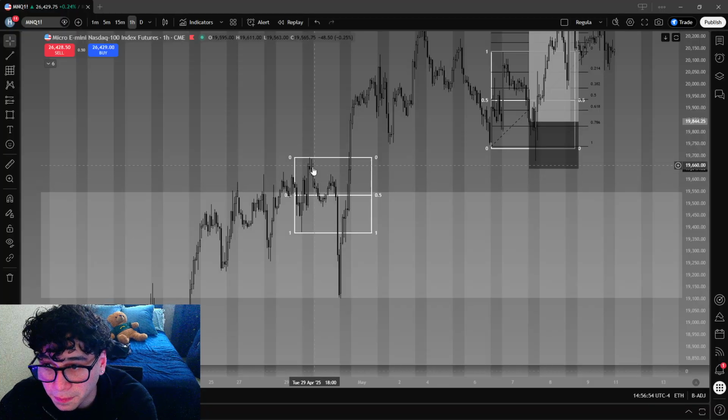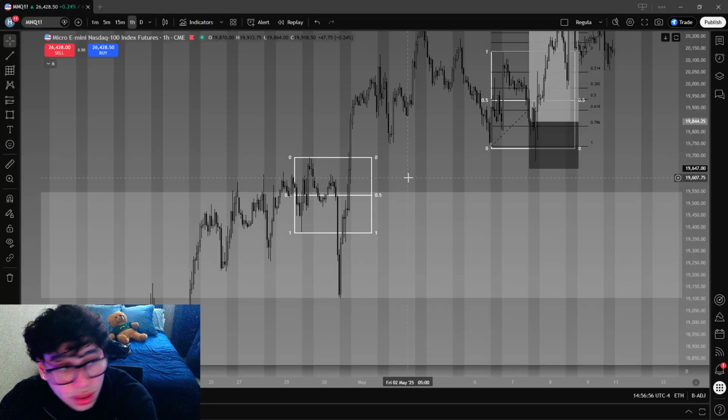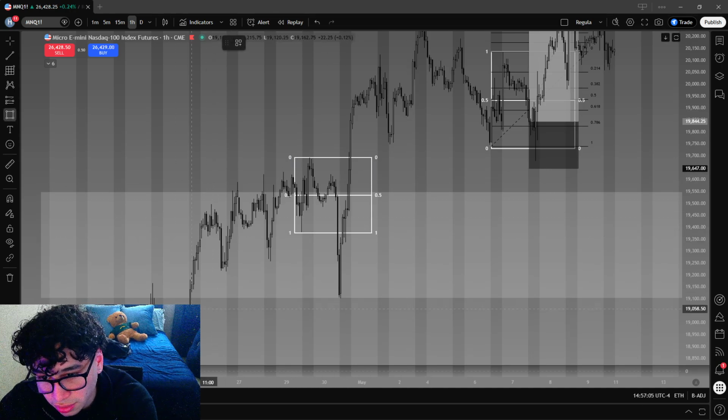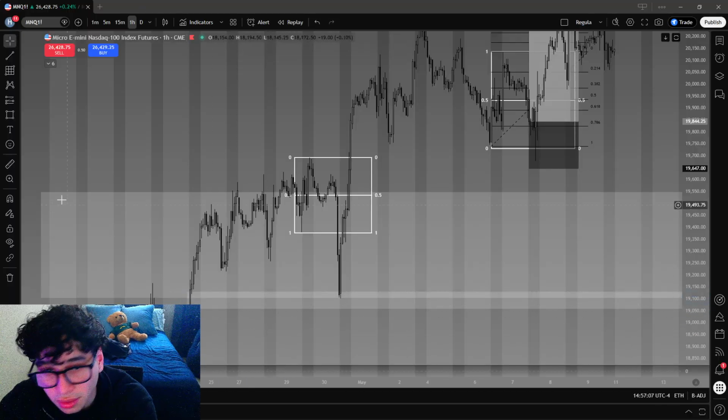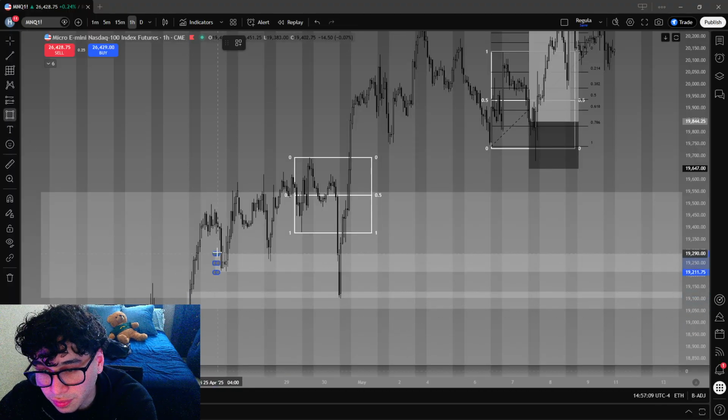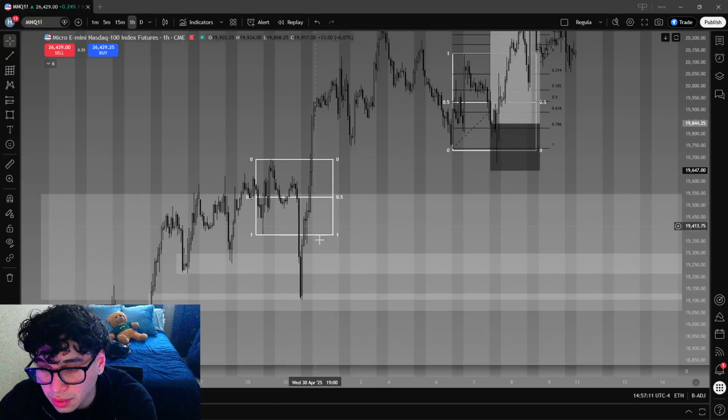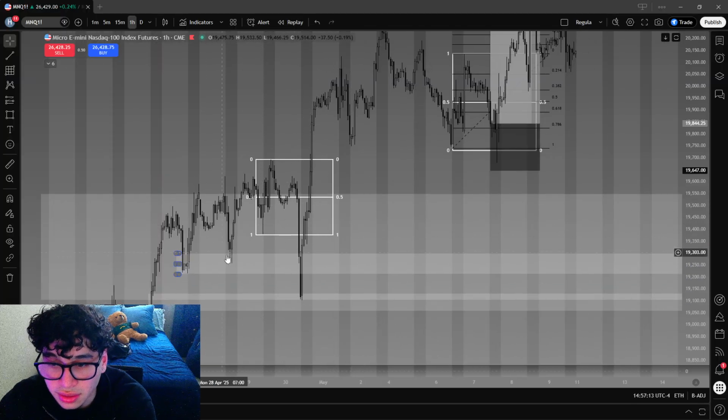You see, price goes into a discount, you could have shorted. And then look for the confirmation: order block, fair value gap. This wasn't that much of an order block, but you can see it taps into a fair value gap here, and there's another little order block here. So it could have been either of these two levels you use as your take profit.